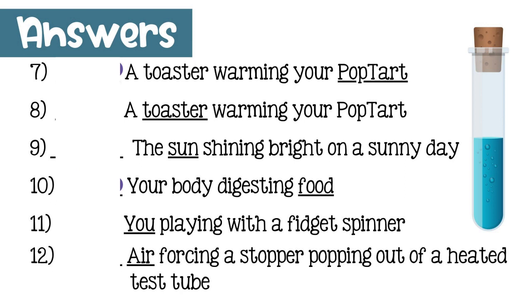A toaster warming your Pop-Tart. If the Pop-Tart is being warmed, it's heating up, so you're adding energy. That's endothermic. A toaster warming the Pop-Tart? Well, the toaster is the thing that's providing the heat. It's exothermic. The sun shines brightly on a sunny day. So with the sun shining brightly, it's releasing the light. That means it's exothermic.